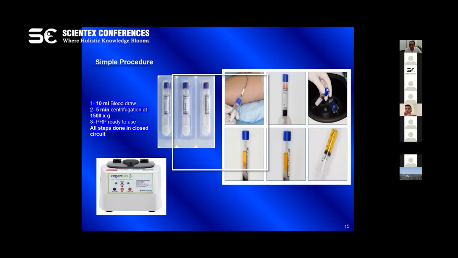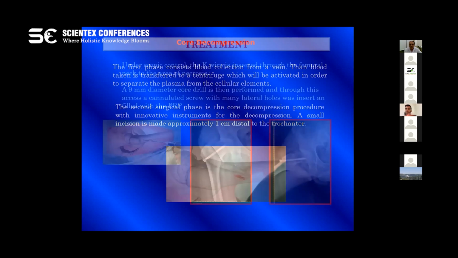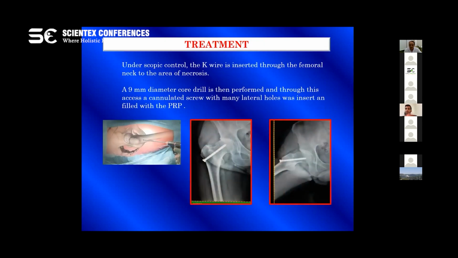We take just a little bit of blood, we put it in a vial and in a centrifuge, and then we can prepare the PRP. For the surgical approach, a small incision was made a centimeter distal to the greater trochanter. Then we put inside a K-wire that guides us. Then we drill with a 9 millimeter diameter drill. And we put inside this screw, but as you can see there are some holes. And in the screw, we put the PRP.